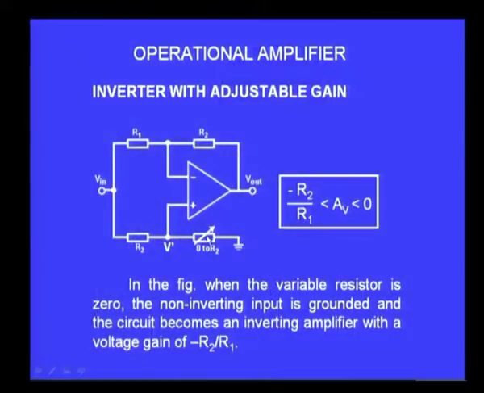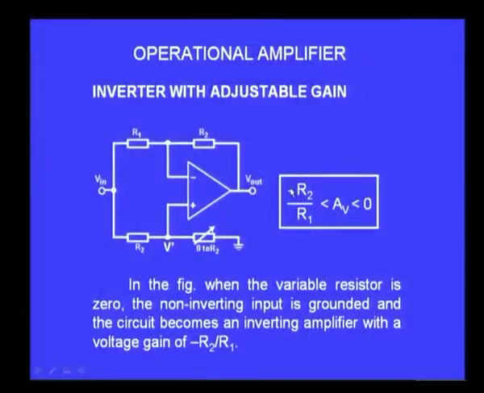For that, I will first assume that the variable resistor, the potentiometer, is at 0 value. If I do that, it is equivalent to saying this terminal is connected to ground. When the non-inverting input is connected to ground, the circuit becomes a simple inverting amplifier, and the gain of the inverting amplifier we all know by now, it is minus R2 by R1. So, that is what we have shown here.